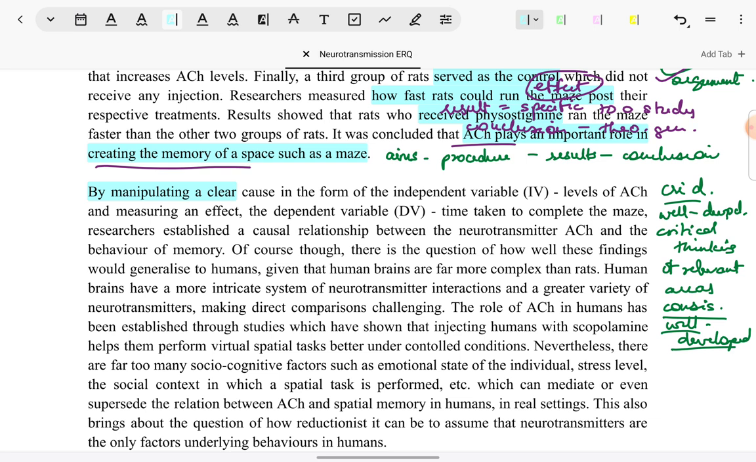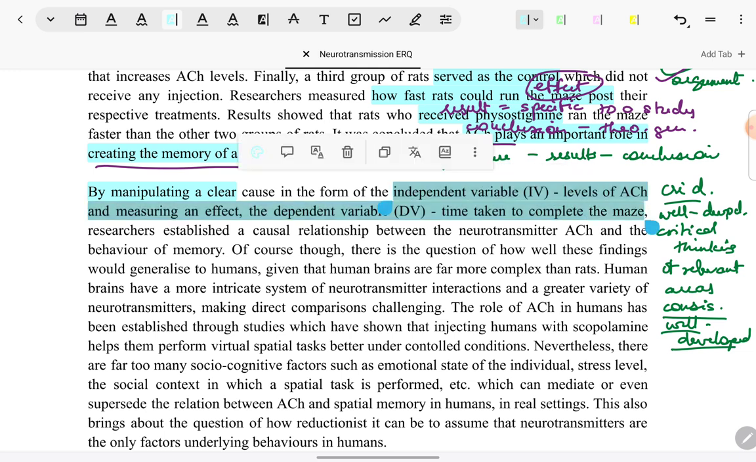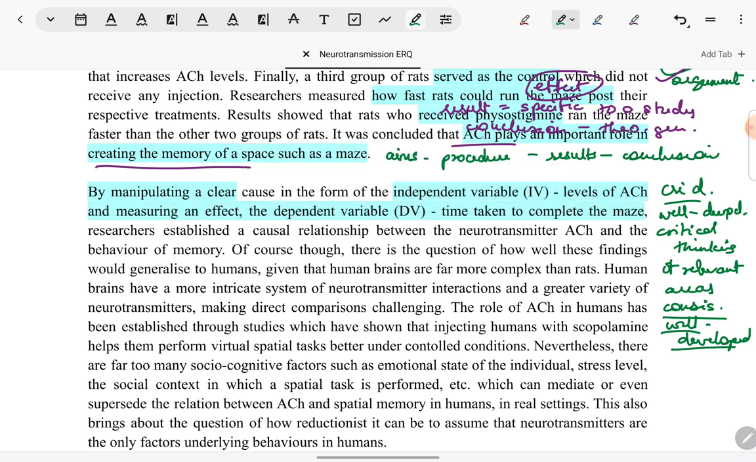My critical thinking is well developed only if it can be contextualized to the study, or only if it can be made relevant to the study. Simply saying, when I say that there's a clear IV and DV, I have to point out which is that IV and DV. So the IV is the levels of acetylcholine. So we know that levels have either been heightened or reduced, and the dependent variable is the time taken to complete the maze.